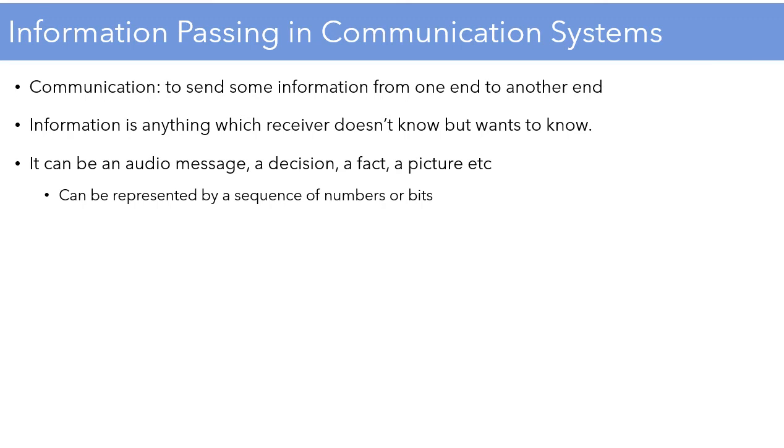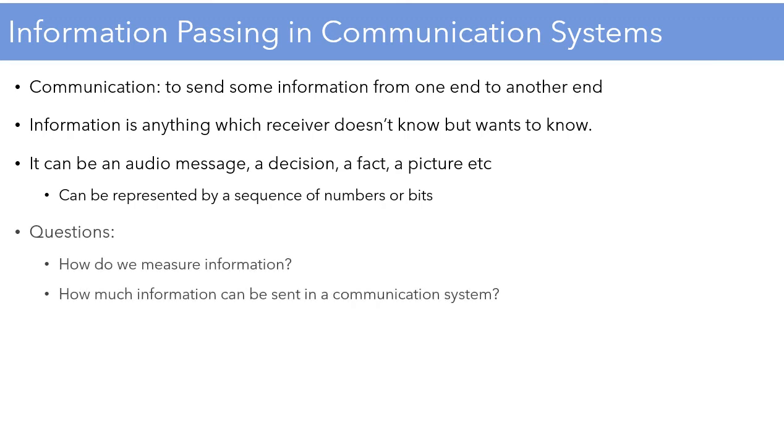But the question is, we know that the bits can represent these information examples. But can bits represent every kind of information? Right? Is there anything more to it? So it turns out that not only can bits represent every type of information, the bits themselves are a way to talk about information, a way to measure how much information there is. So before that, we want to ask 2 questions here. How do we measure information, and how much information can be sent in a communication system?